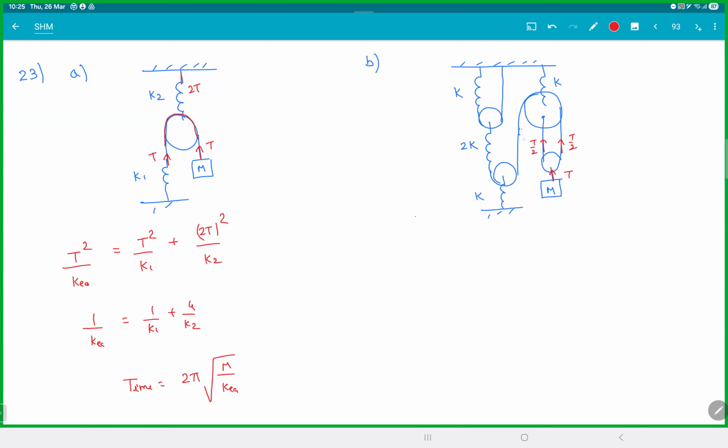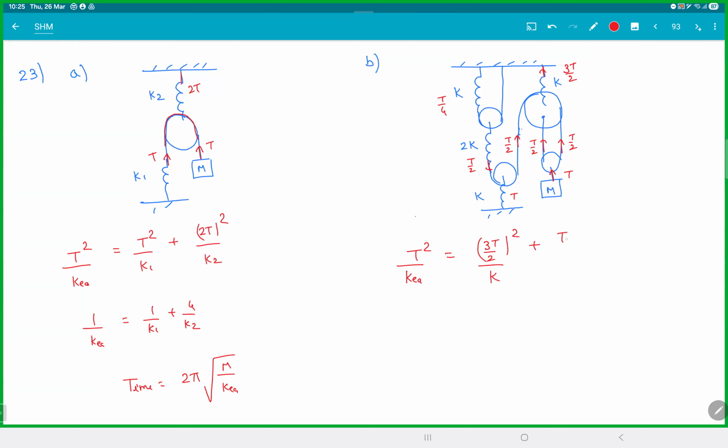If this is T by 2, T by 2, this is also T by 2, then this spring will be 3T by 2. If this is T by 2, this is T. This is T by 2. This is again T by 4. So that is the first thing. You need to know how to distribute your tensions. It comes from NLM. Okay, and then T square, the block is K equivalent. Let's go from here. This spring, tension is 3T by 2. Yeah, numbers are a little bad.